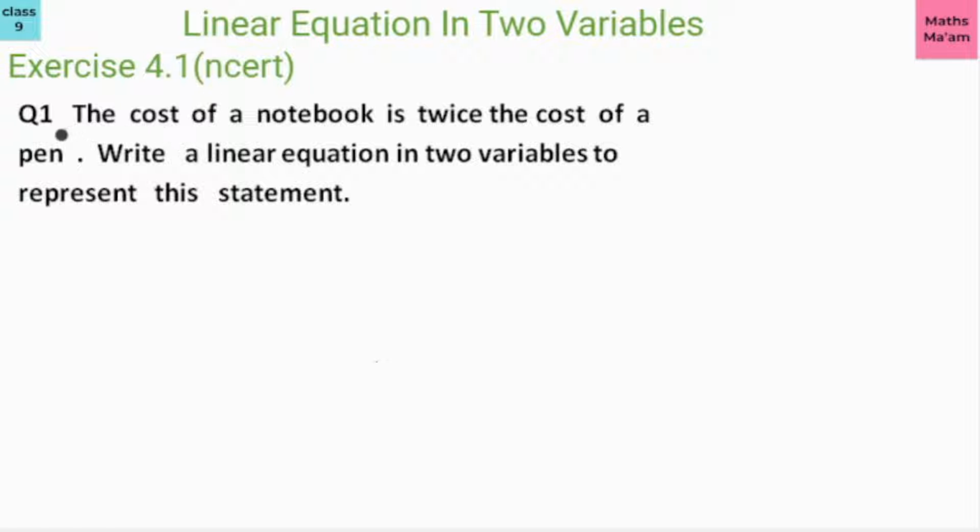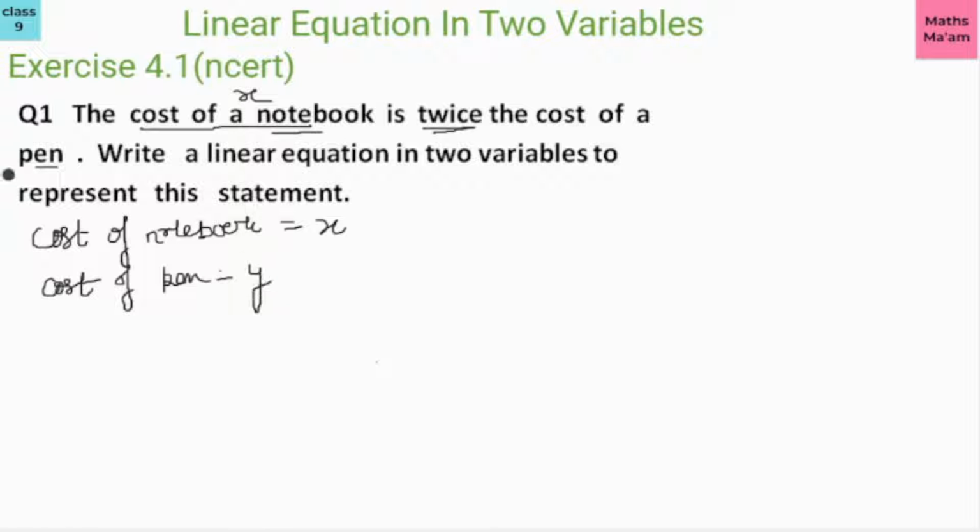Let's read the question. First question says the cost of notebook is twice the cost of pen. Here we have two variables, notebook and pen. We have to write these two things in the form of variables. Let us suppose that cost of the notebook is x, and let us suppose cost of pen is y.